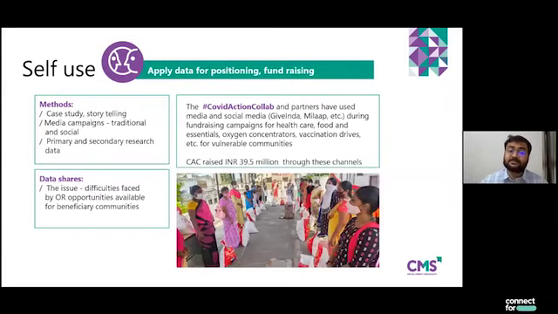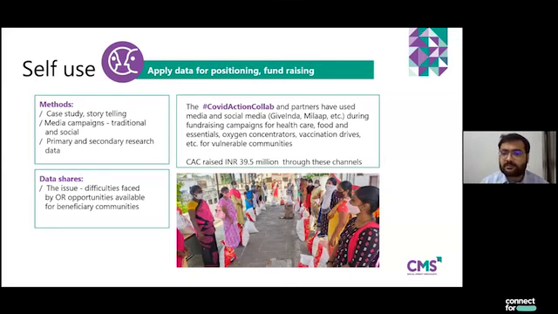The third aspect is one of positioning and fundraising. Not many NGOs think of data in terms of positioning and fundraising. These can be as simple as case studies or storytelling, media campaigns or so. But if it is backed by data from your programs, from your challenges that were faced during program implementation, or opportunities and unintended aspects of the program that came up, it is sometimes very effective in positioning of your organization, of your program, as well as fundraising.